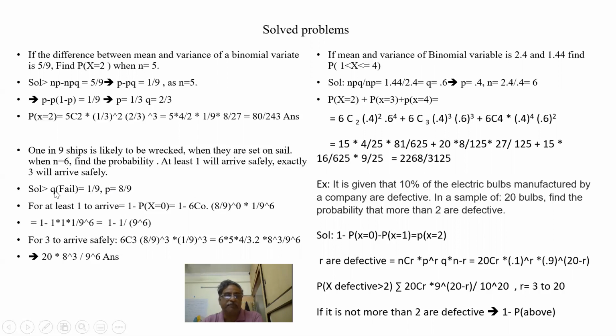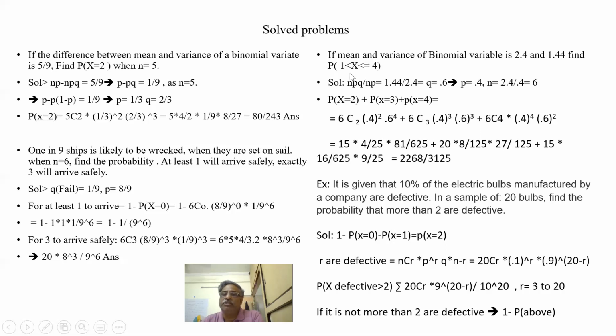Next, the mean and variance of this are 2.4 and 1.44. Find P of 1 less than x less than or equal to 4. That means we are asking the probability of 2, 3, 4. So let us say this is NP, this is NPQ. When I divide NPQ by NP, I get Q, which is 0.6. When Q is 0.6, P is equal to 1 minus Q, that is 0.4. And what is N? From NP is 2.4, N is equal to 6.